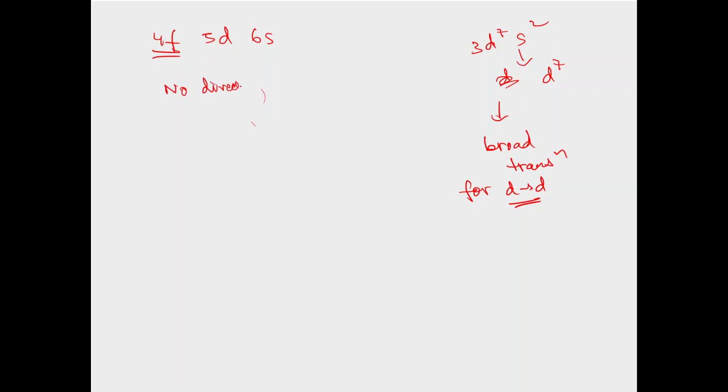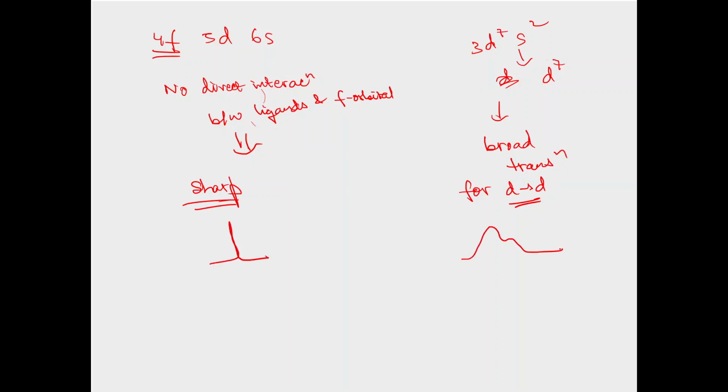whereas since f is deeply buried inside, okay, here there is no direct interaction between ligands and the f orbital. And because of this, the f-f transition spectra which we see is sharp. We get a peak like this, whereas for d we will have something like this.